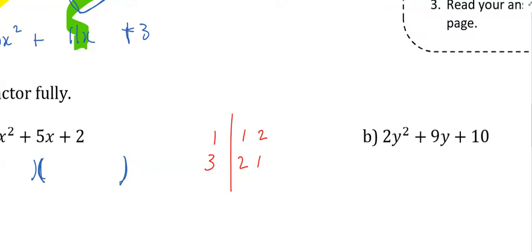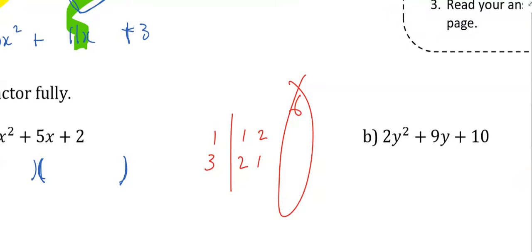Okay, and so in this case, don't write this down. 1 times 1 is 1. 3 times 2 is 6. 6 plus 1 is not 5. I'm looking for them to add up to that middle term. Sometimes they subtract to the middle term, but sometimes they add up to the middle term. In this case, they're going to add up to the middle term. And they do not, because 1 times 1 is 1, 2 times 3 is 6, and 1 and 6 is not 5.